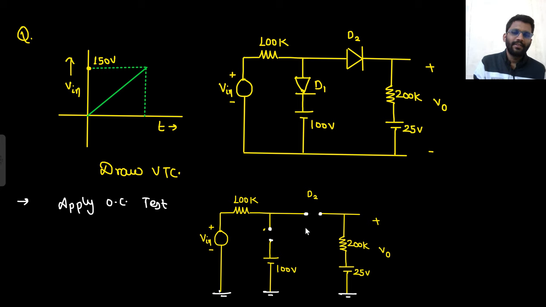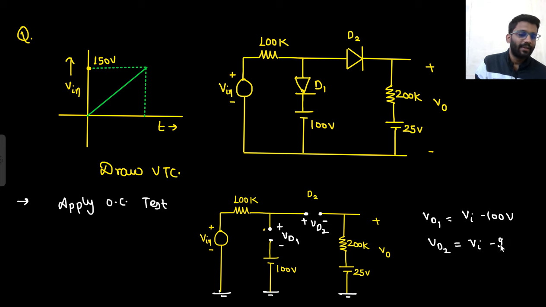This is your VD2 and this is your VD1. So tell me, what is VD1? VD1 is Vin minus 100 volt. What is your VD2? VD2 is Vin minus 25. Both are depending on Vin this time. But one thing we are sure, if Vin is less than 25, both will be off. That's for sure. So the first condition I can make is Vin is less than 25 volt. If Vin is less than 25 volt, D1 and D2 both are off.